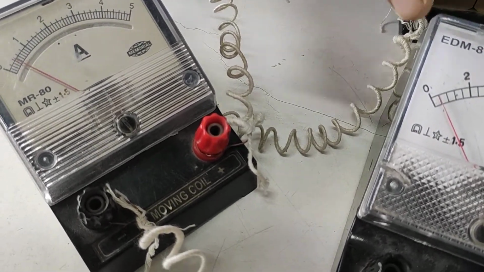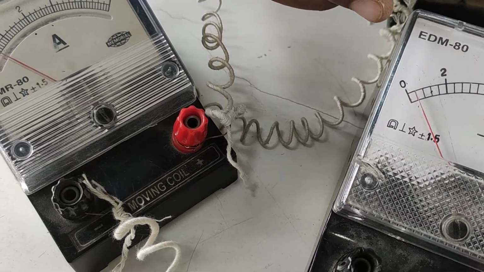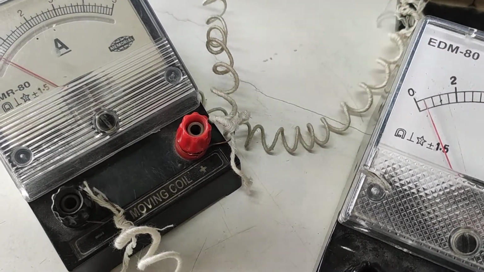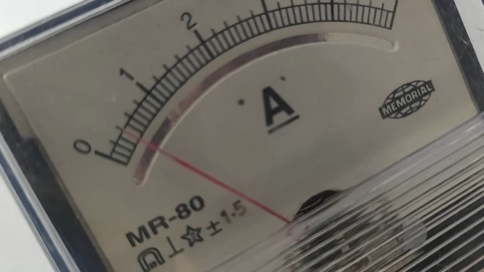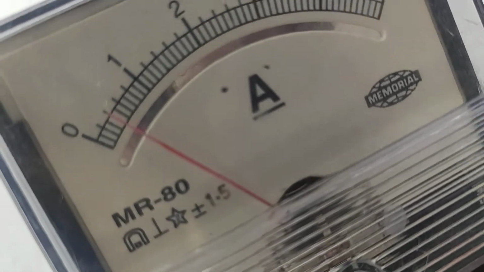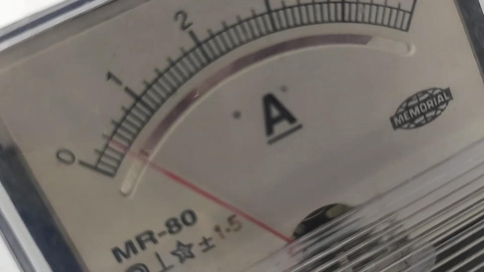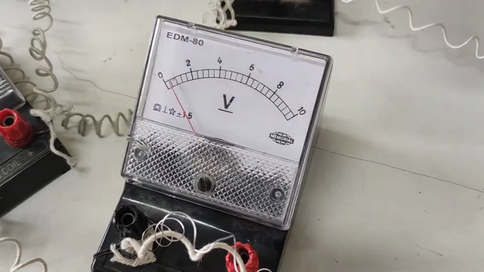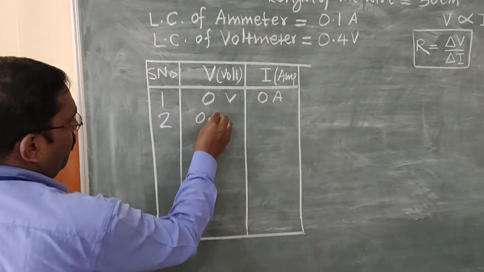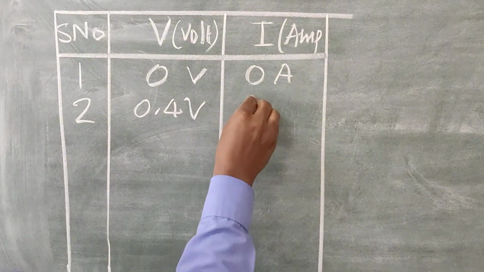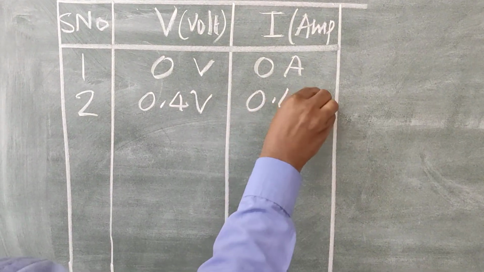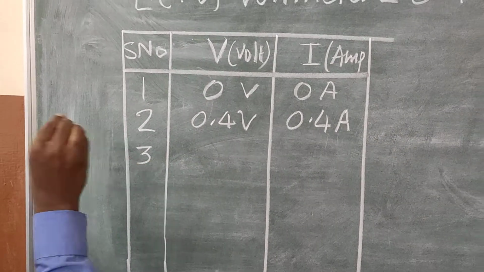So this time the voltmeter reading: one line means 0.4 volt, and here it is 1, 2, 3, 4. The fourth line is coinciding. So here one line is 0.4, and here the fourth line is coinciding. So 4 into 0.1, it is 0.4 ampere. This is the second reading.